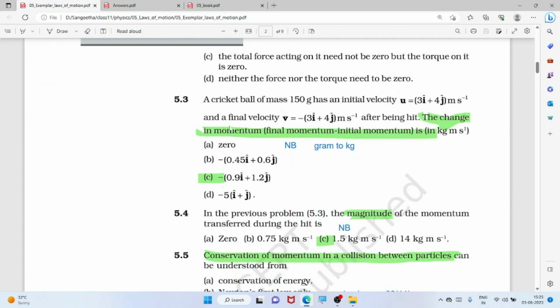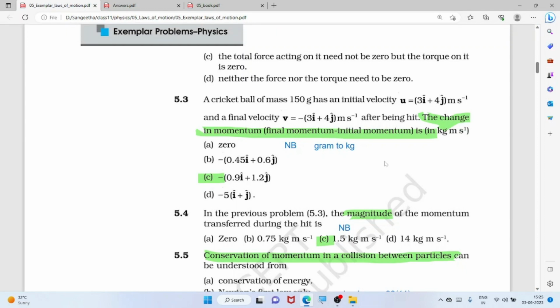A cricket ball of mass, this many grams, has an initial velocity and a final velocity. After hitting it, we find the change in momentum. Change in momentum is given by the final momentum minus the initial momentum. So here we are converting gram to kg, and the change in momentum we are using kilograms. Okay, so 5.3.